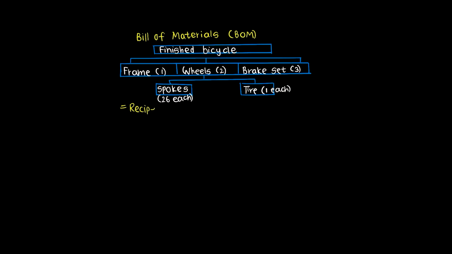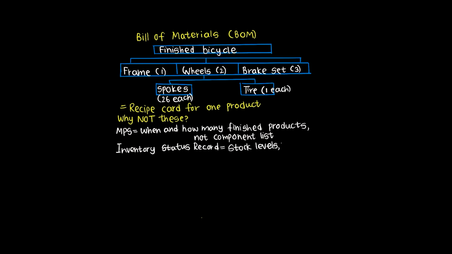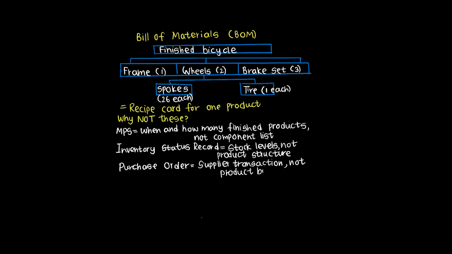The master production schedule tells you when and how many finished products to produce. It is the production calendar, not the component list. An inventory status record shows what's currently on hand and on order. It tracks stock levels, but it does not define what components make up a product. A purchase order is a document sent to a supplier to authorize a delivery. It is a transaction document, not a structural breakdown of a product.